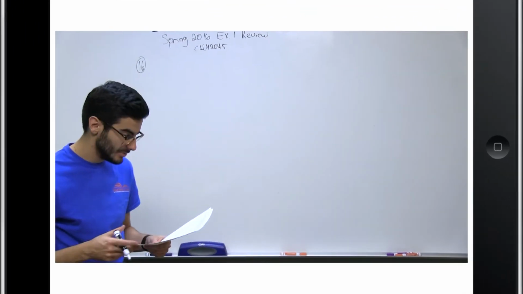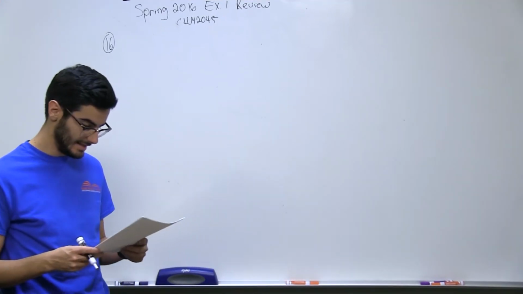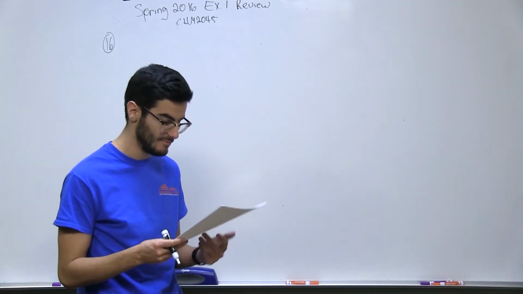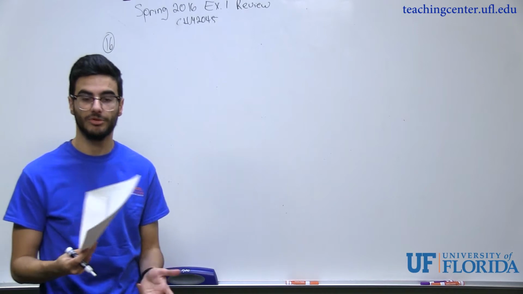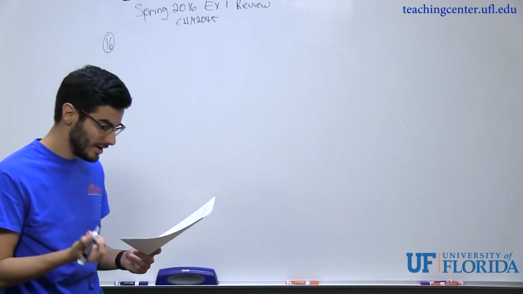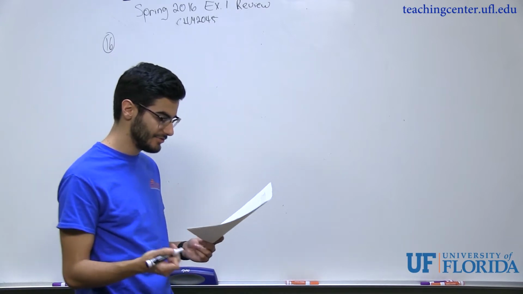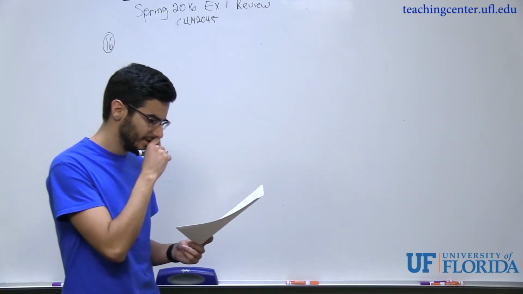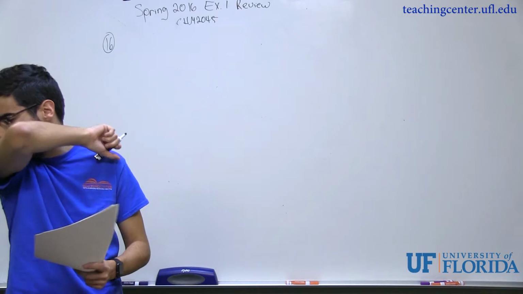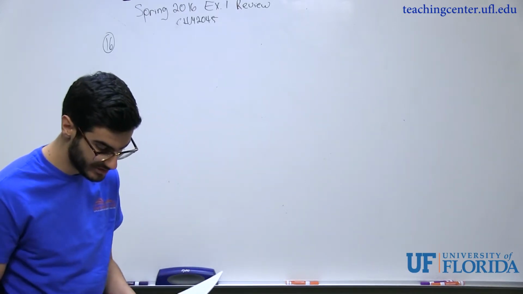All right, number 16. Number 16 says the concentration of LiOH, or lithium hydroxide, is 0.5 molar. Remember, molar just means moles per liter, or molarity. So if 25 milliliters of our lithium hydroxide is needed to titrate 40 milliliters of our nitric acid, what is the concentration of HNO3? Okay, so it's our titration question.